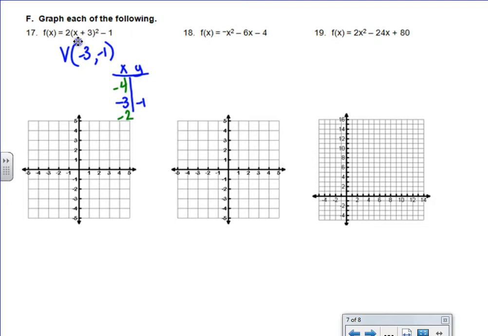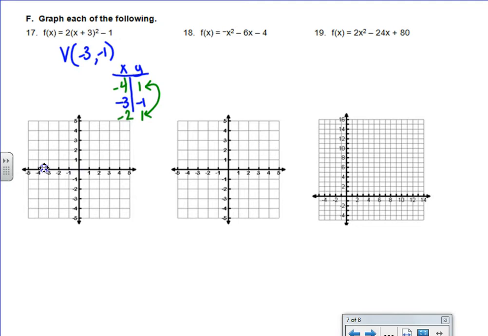Evaluating at -4 up here, -4 plus 3 is -1. Negative 1 squared is positive 1. 2 times 1 is 2. 2 minus 1 is 1. Now watch what cool thing happens here. Negative 2 plus 3 is 1. 1 squared is 1. 2 times 1 is 2. 2 minus 1 is another 1. You're going to notice that if you have done this correctly, your symmetrical y value should come out the same.